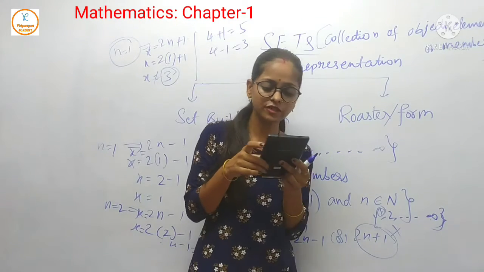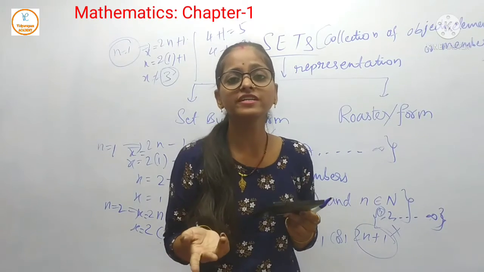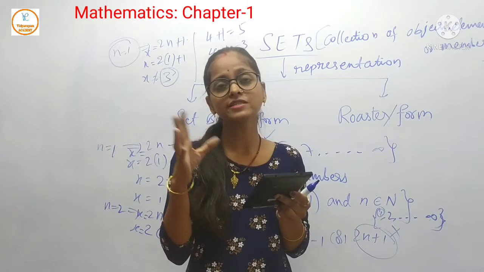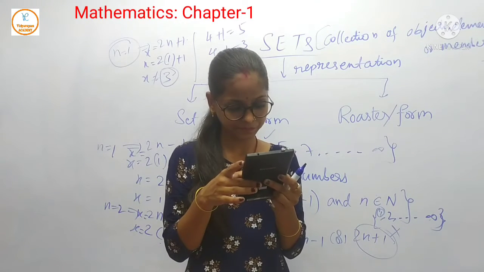Finite and infinite sets we have discussed. Countable means a finite set, uncountable means we cannot count. Those sets are nothing but infinite sets.